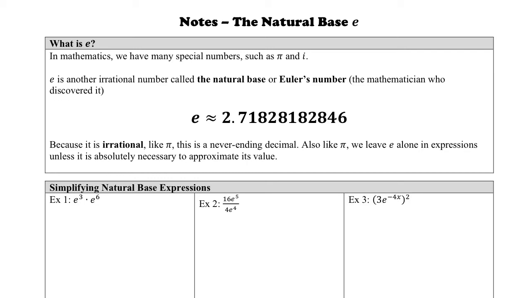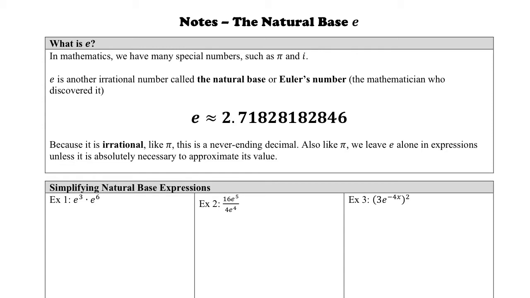The natural base e. We have some numbers that are special, such as pi and i. We know pi is 3.14. It's an irrational number that never ends. And i is equal to the square root of -1. Well, we have another special number.